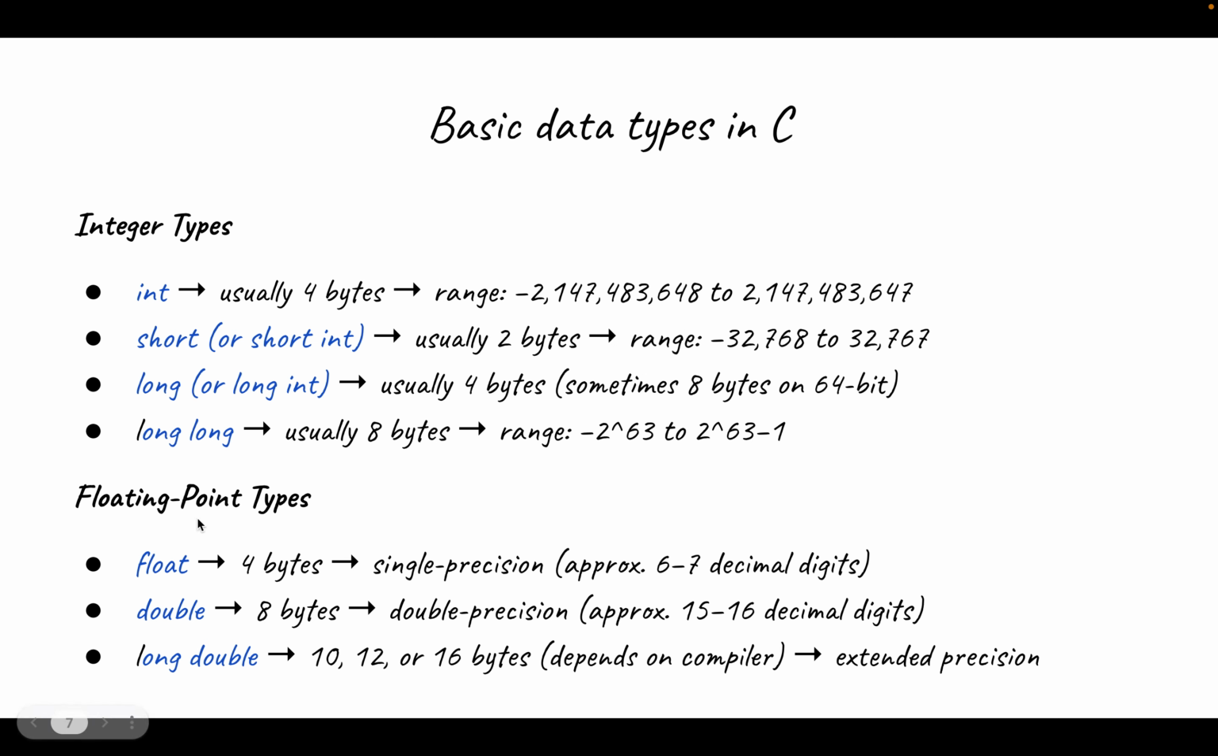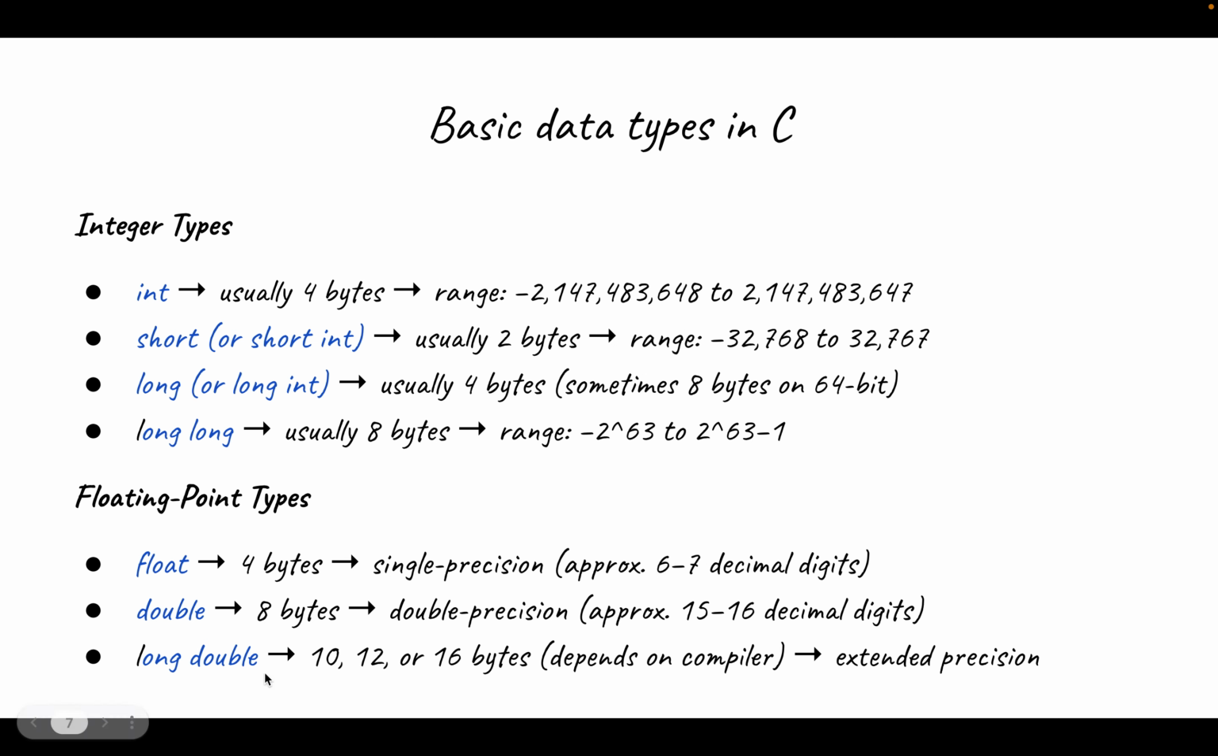Floating point types. If we have to use numbers in decimals like 5.4, 5.9, 10.5, we will use data types float, double, long double. Float is 4 bytes, single precision, approximately 6 to 7 decimal digits, and double is 8 bytes, double precision, approximately 15 to 16 decimal digits. After the decimal we can use 15 to 16 digits in double, but in float only 6 to 7 digits.